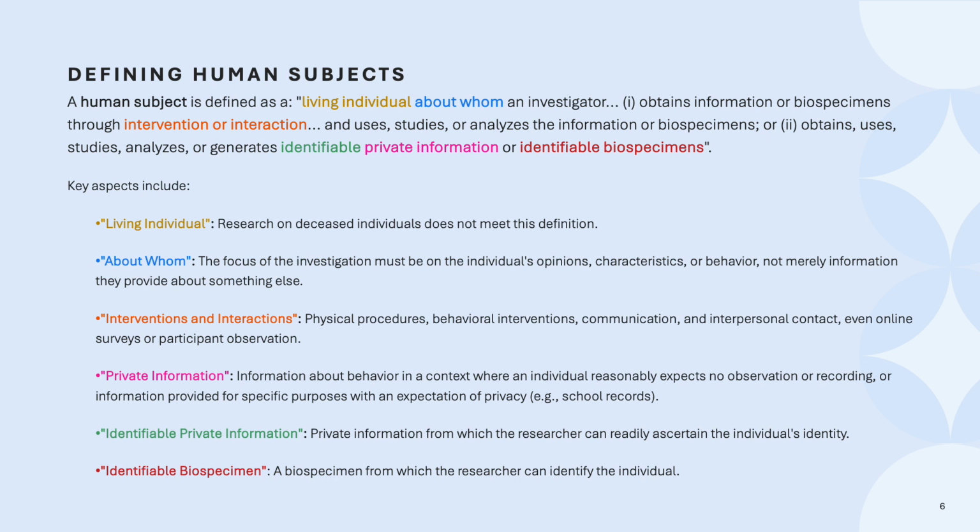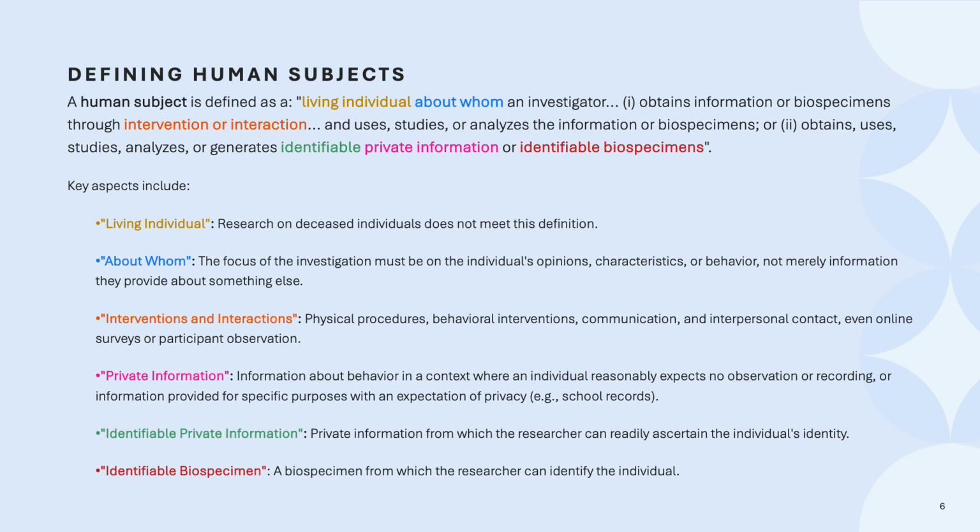Information that has been provided for specific purposes by an individual with the assumption of privacy, such as school records, further protected by FERPA, and health records, further protected by HIPAA, are also considered private information. Identifiable private information is private information that the researcher can readily identify who the data came from. For example, if the researcher has access to the link between a random subject ID and the subject's name, that data is considered identifiable private information.